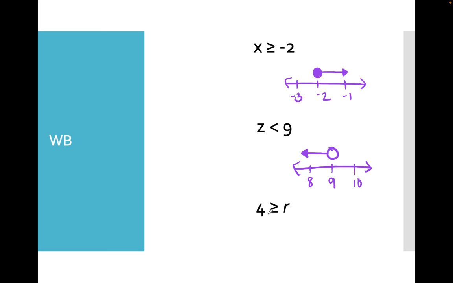With our last example, the r is on the right, so before I graph it, I'm going to rewrite it. Instead of 4 is greater than or equal to r, I'm going to say r is less than or equal to 4. So that's going to give me a closed circle above the number 4, and my arrow is going to go to the left.